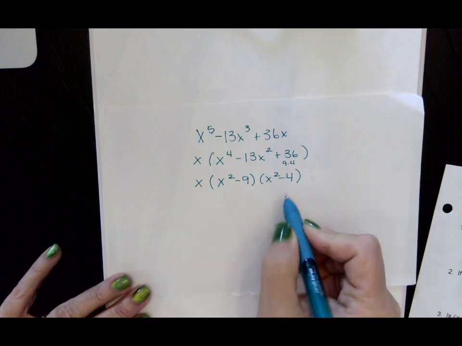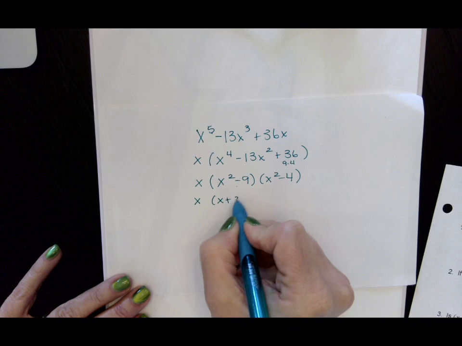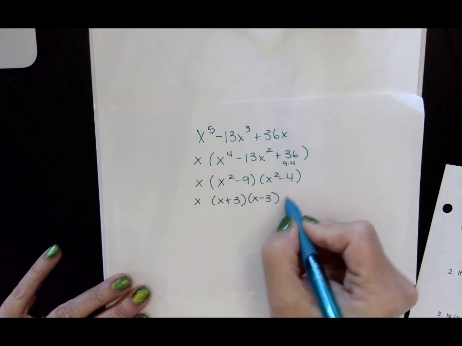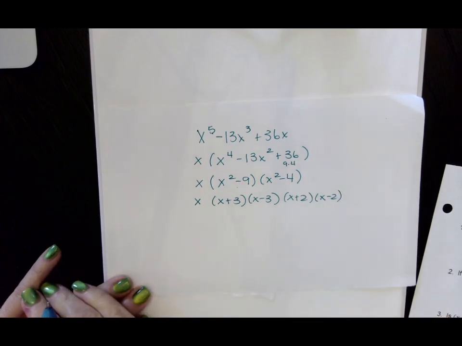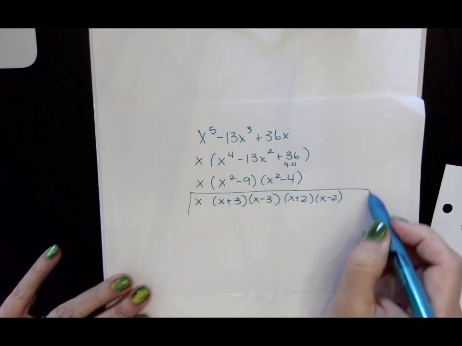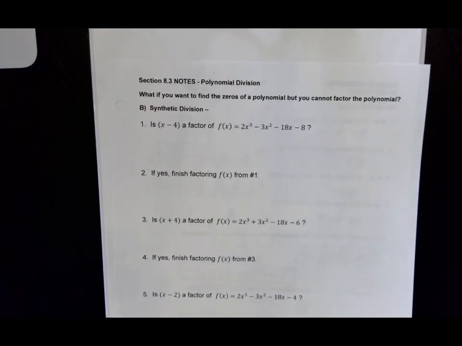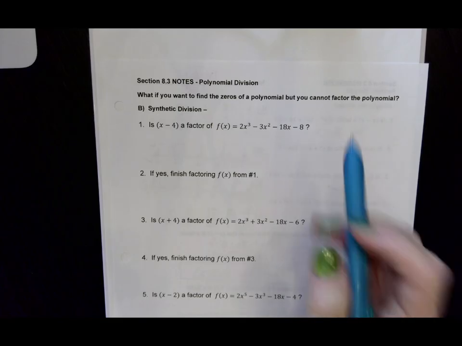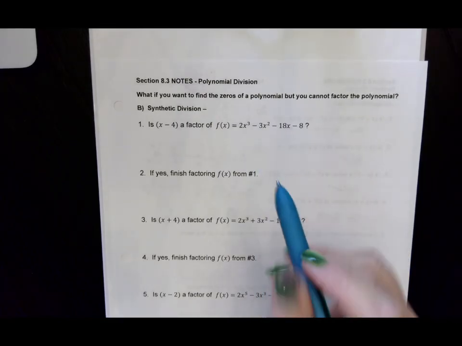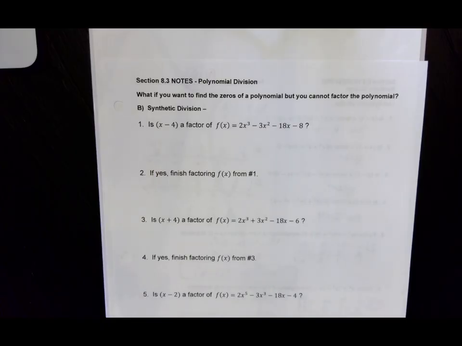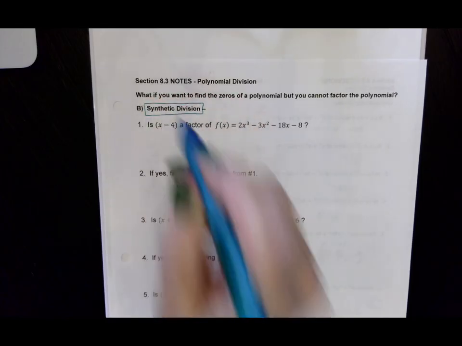So I ended up with x squared minus 9 and x squared minus 4. And now we keep going, because we see we have two difference of squares. So I have x plus 3, x minus 3, x plus 2, x minus 2. Okay, so we can solve this, we can graph this, and we're good, right? So what happens when we have something that doesn't factor the way that we want it to factor? Well, we have another method for solving this, and this other method is called synthetic division.